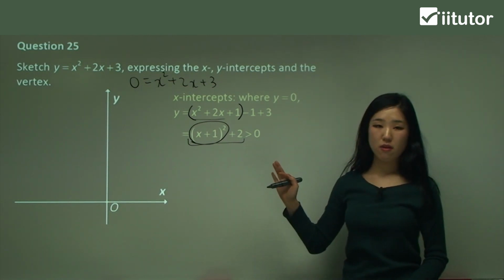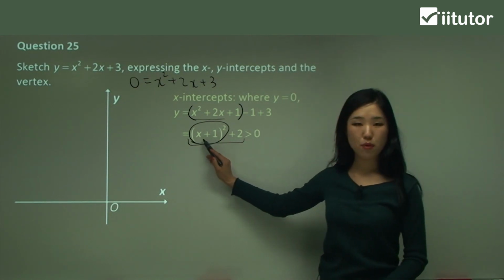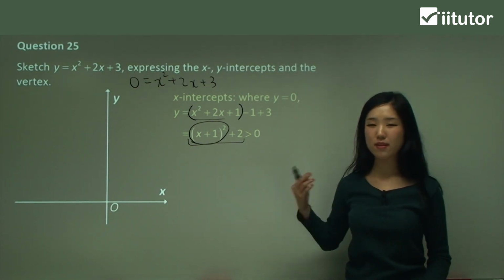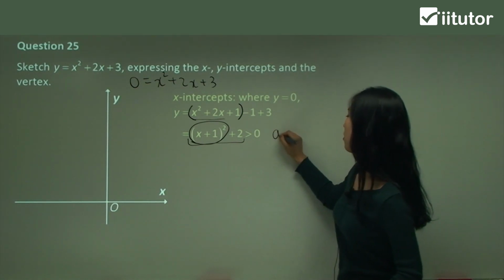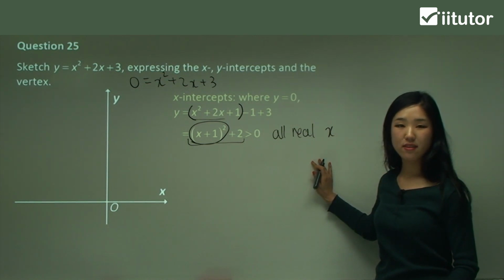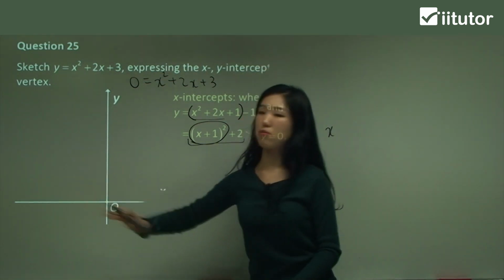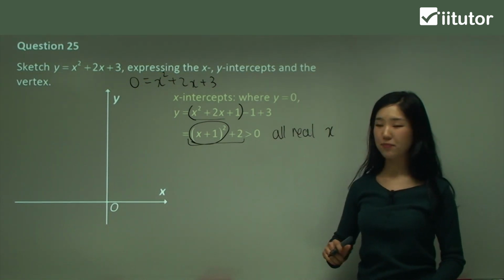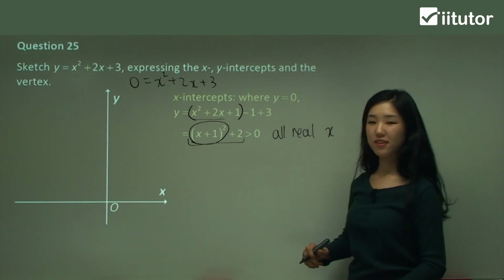Now if it's greater than 0, whatever value of x I put in, it's always going to be greater than 0. Okay, so the x values are all real values of x, all real x. So all these values of x make this happen. Okay, so can you see that one?